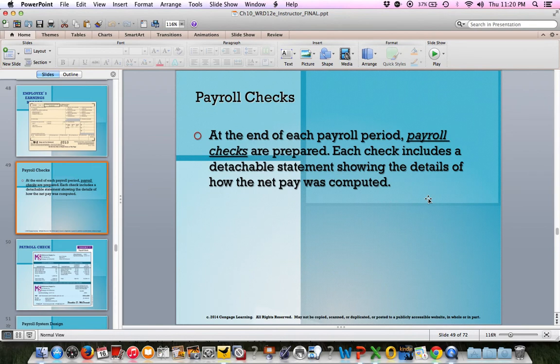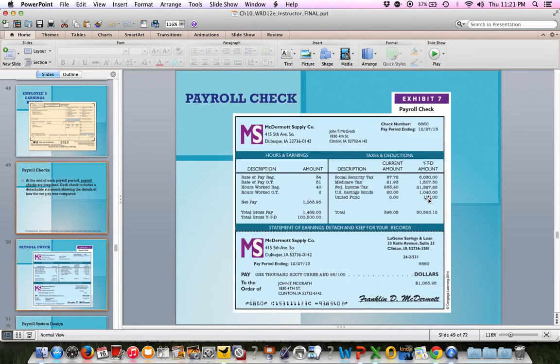So payroll checks, of course, are issued at the end of each payroll period, and they typically include a detachable statement that shows the details of the net pay. Of course, nowadays, most businesses are doing this electronically. You don't receive a paper paycheck anymore. Typically, the business is transmitting your net pay to your bank account, whatever bank account you want that to go to, and then electronically you can log into a system, and if you want to print this, you can, but otherwise you can just view it online, and you can see basically what your payroll check was. Not many businesses actually issue paper payroll checks anymore.